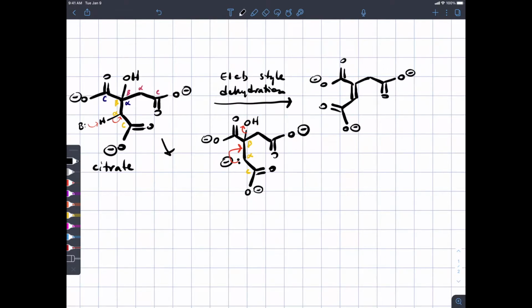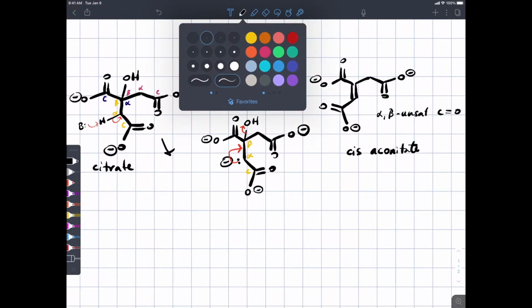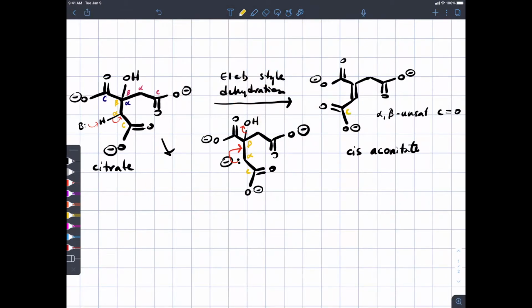Okay, so this molecule is called cis-aconitate. It has similarities to things you've seen before. This is just an alpha-beta unsaturated carbonyl compound, though we will point out that it is alpha-beta unsaturated in a couple of directions.